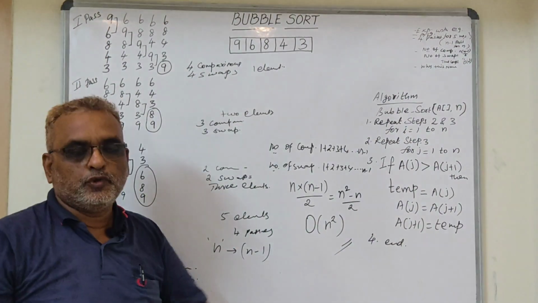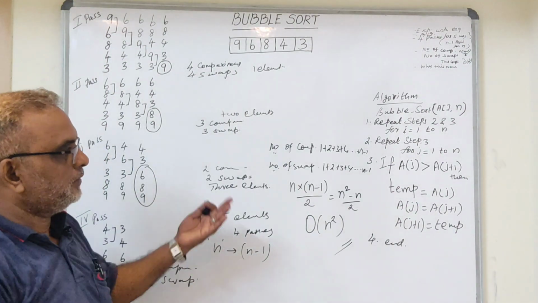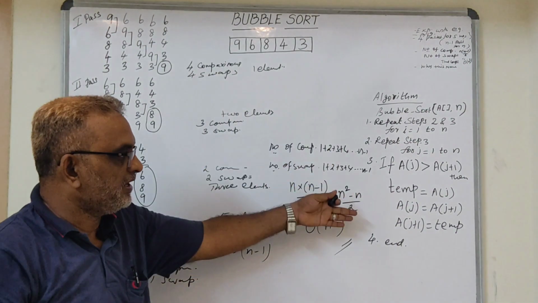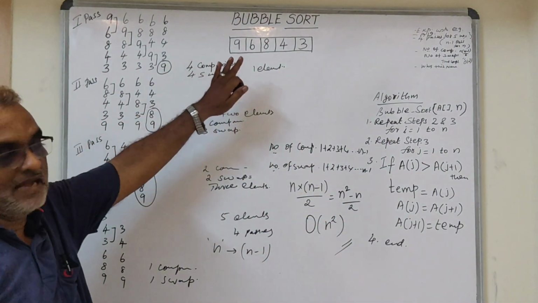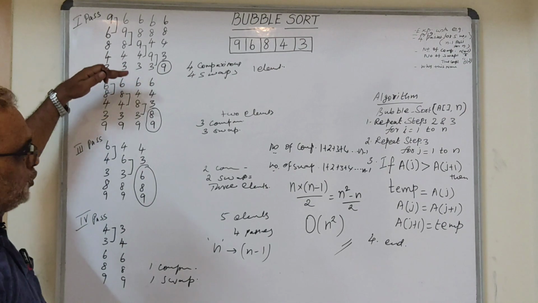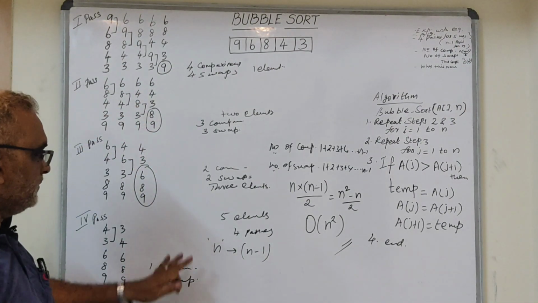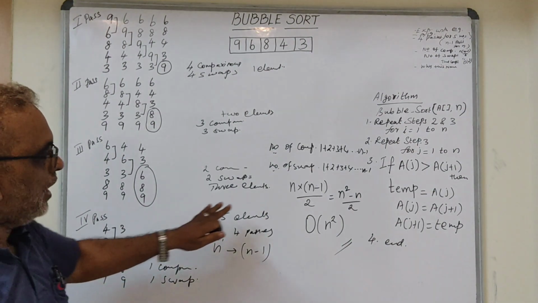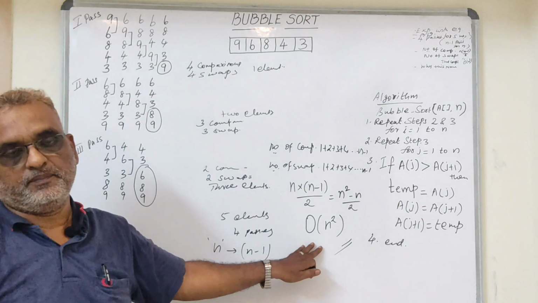I hope you understood the concept of bubble sorting and how we can perform it. I gave this algorithm, and with the example I explained how to perform the passes, and finally I have shown you how to derive this time complexity.